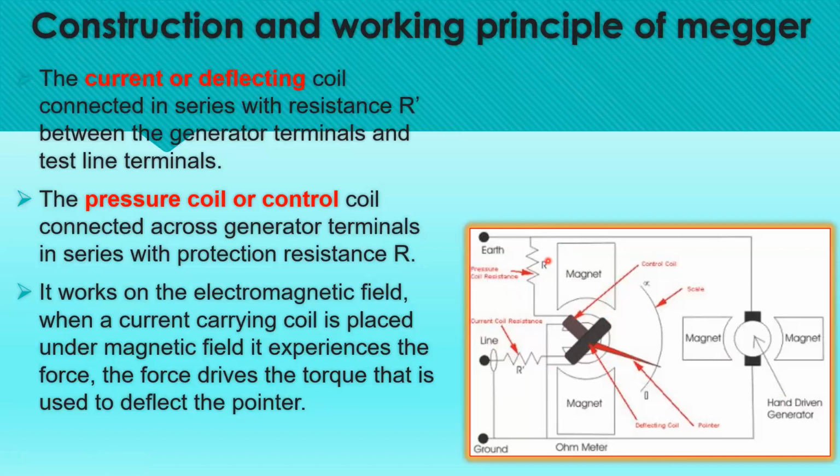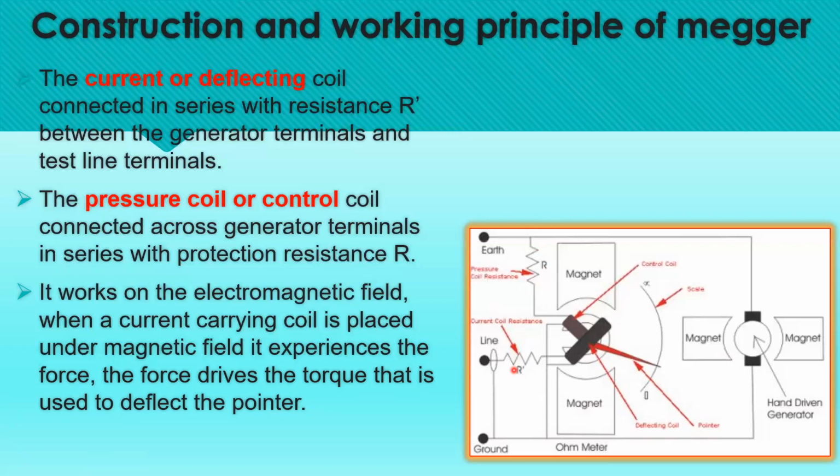So the current coil should be connected in series in all circuits, and voltage has to be connected parallel to the circuit. The construction is done the same way here. And there is a current limiting resistor, R and R dash, to protect the coils.